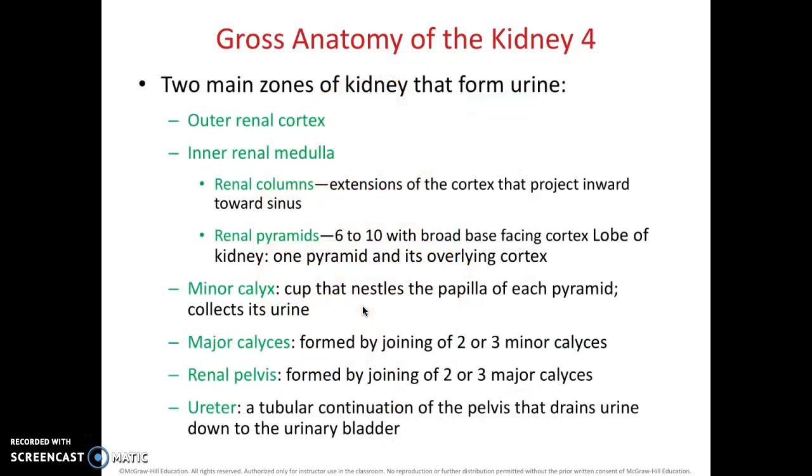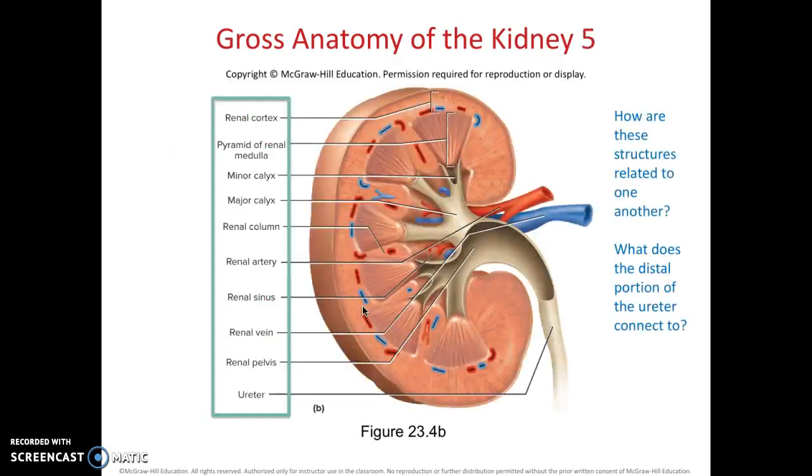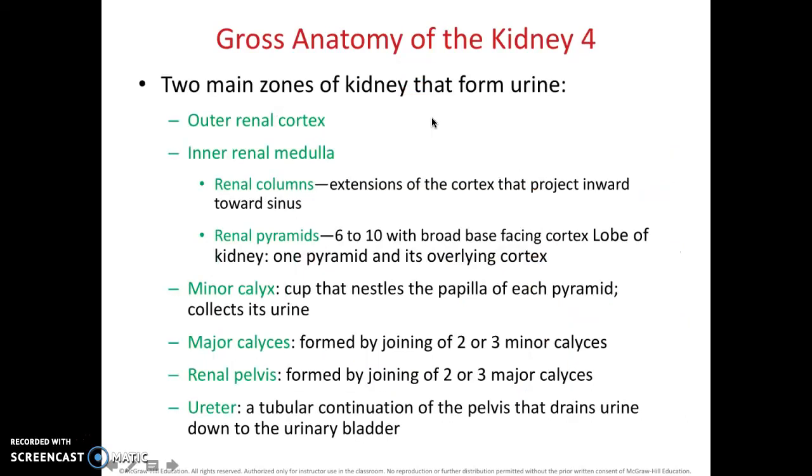So there are 2 main zones of the kidney that form urine: the outer renal cortex and the inner renal medulla. Remember, we've heard cortex versus medulla before when talking about the adrenal glands. Anytime you see cortex, that's going to be the outer part, and the medulla is the inside medial part, like this. Okay? So we've got that outer renal cortex, and then the inner renal medulla.